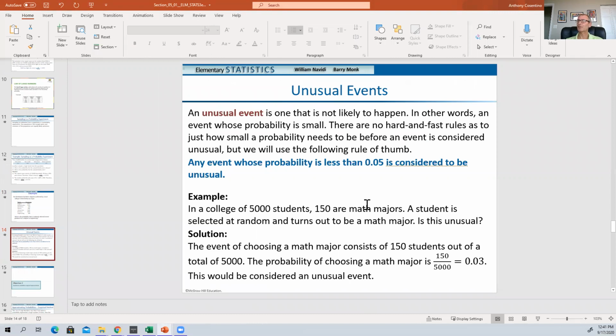Here's an example of 500 students, and there's 150 math majors. If you do that calculation probability-wise, 150 divided by 5,000 is only 0.03 or 3%. And that would be considered, and the book uses the word unusual, I would use the word unlikely. That's important to understand too, that if something is only a 1% or 0.5%, it's probably not going to happen. That's what we mean by unusual or unlikely.